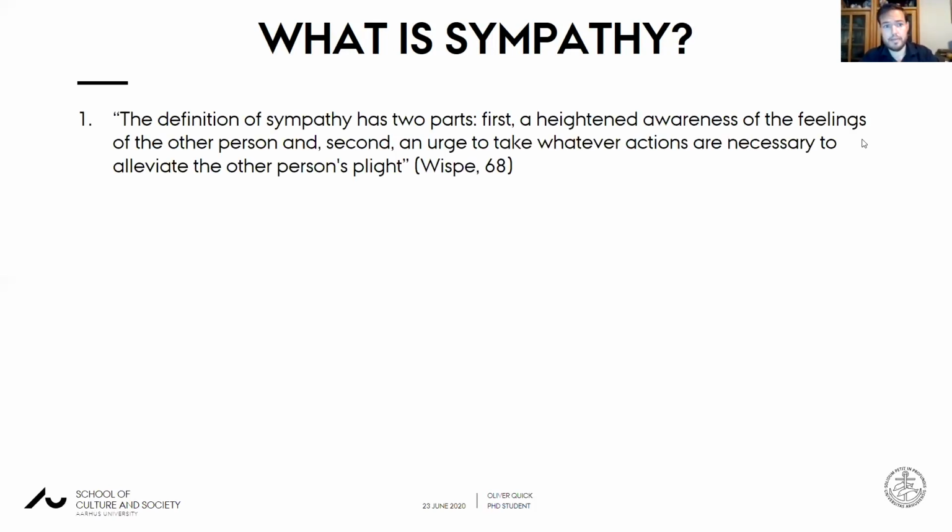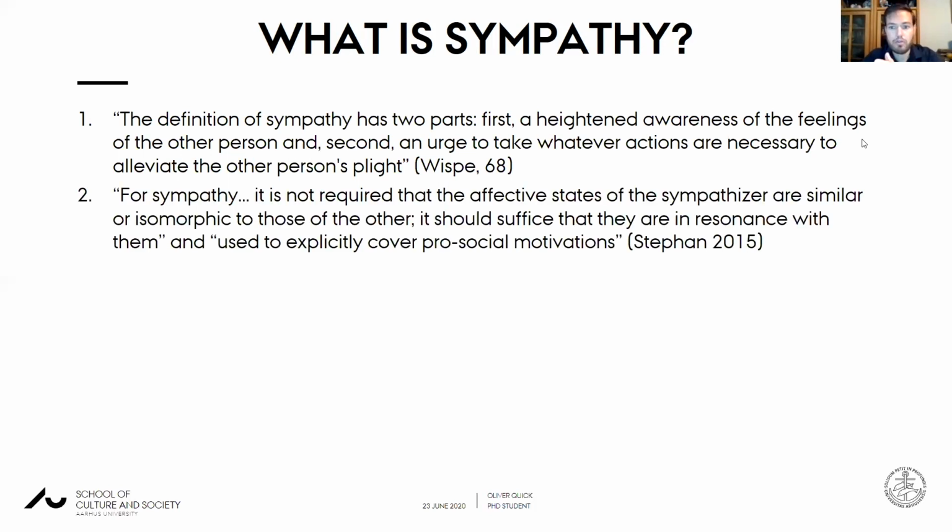So WISP, again, says that sympathy has two parts: a heightened awareness of the feelings of the other person, and secondly, an urge to take whatever actions are necessary to alleviate the other person's plight. I would emphasize that the first point is really more about their situation, not their feelings, but that's one definition. Another from Stefan, an HRI researcher, points out that for sympathy, it's not required that the affective states of the sympathizer are similar or isomorphic to those of the other. It's sufficient that they're in resonance.